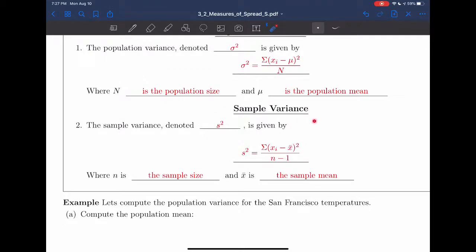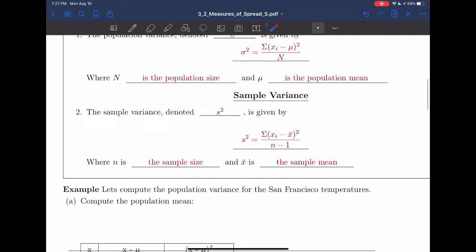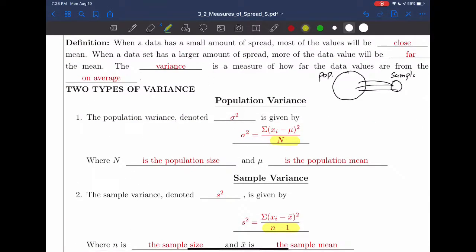The same goes for sample variance, which we denote with s squared. To compute this, we take a summation of all of our data values minus the sample mean, square it, and add everything up. The difference here is that we're dividing by n minus 1 rather than just n. That's the big difference between the population variance and the sample variance.